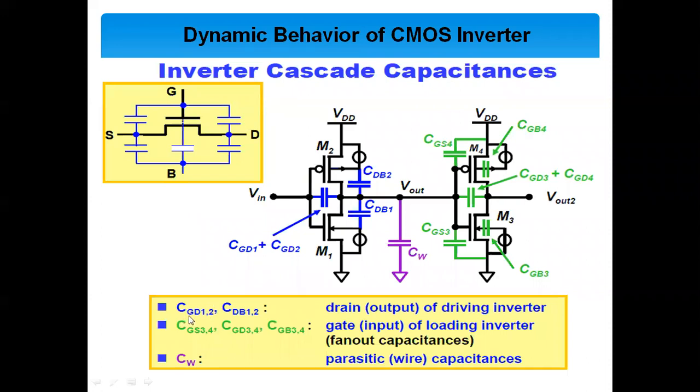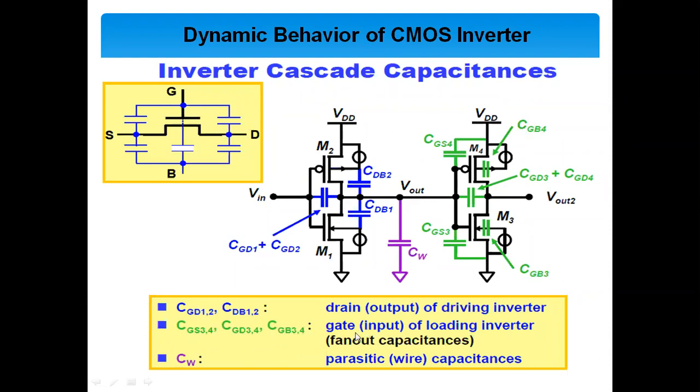So it's CGD1 and CGD2, the gate to drain capacitance. It is observed at the drain of the driving inverter output. It will affect the output, right? Now there are CGS3, CGD3, 4 and CGB3 and 4. That means gate to source capacitance of the third and fourth transistors, gate to drain capacitance of 3 and 4, and gate to bulk capacitance of transistors 3 and 4. This total will contribute to or affect the input.